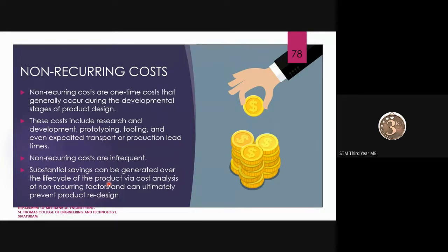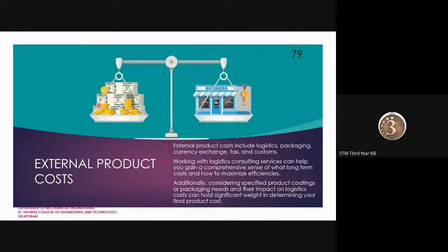Okay, so once that occurs, obviously a product redesign comes, and you will incur non-recurring cost, and non-recurring cost occurs during development and prototyping. So that is what is happening there. Next comes external product cost. External product cost includes logistics, packing, currency exchange, tax and customs. These are the costs included in external product cost.